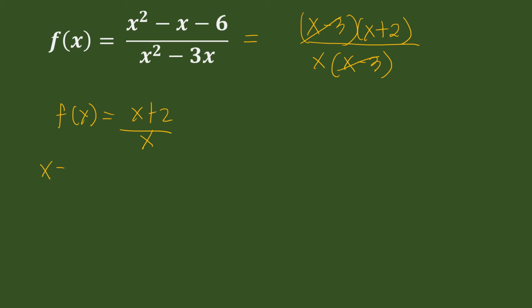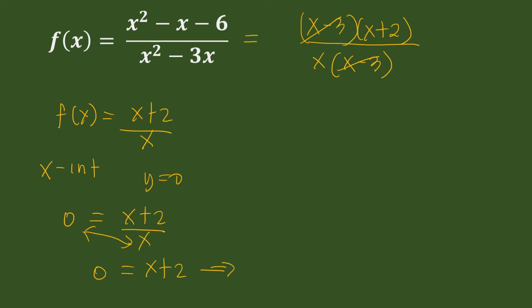Getting the x-intercept, y now equals 0. So we have 0 = (x + 2)/x. We cross multiply this one. So we will have 0 = x + 2, or that is simply x = -2. Our restriction is that x is not equal to positive 3. So we will have here our x-intercept.